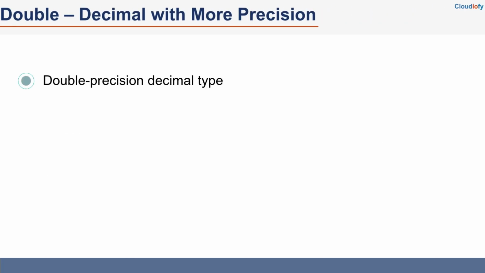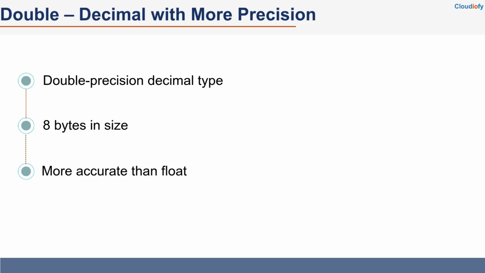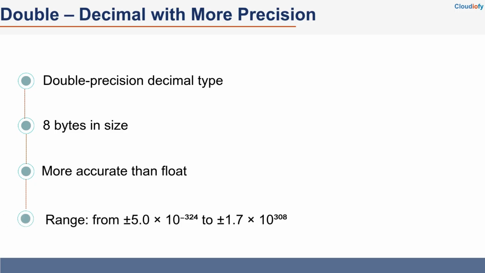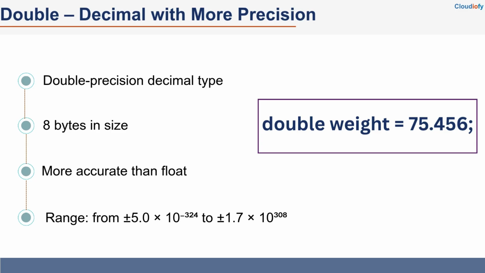Double, decimal with more precision. Double is used for more precise decimal values. It uses 8 bytes, so it's more accurate than float. The range is from approximately plus or minus 5.0 times 10 to the power minus 324 up to 1.7 times 10 to the power 308. Here's an example. Double weight equals 75.456.